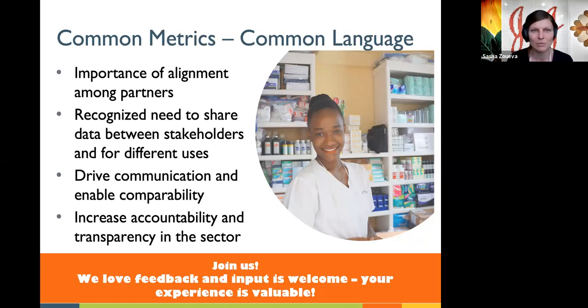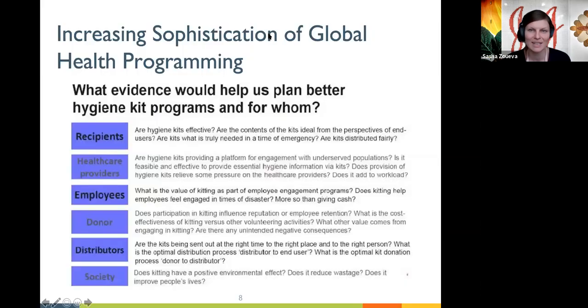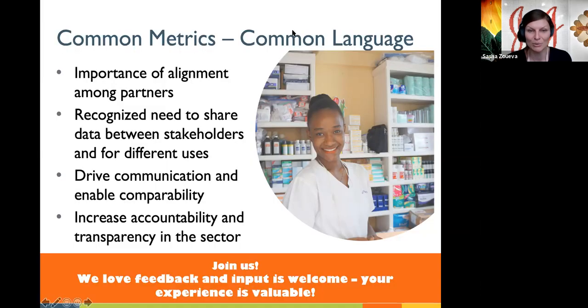And I think once we get the common language, it will drive communication, and we've agreed to some of it. It will drive comparability, which is important. So we'll be able to benchmark against one another. And therefore, there will be increased accountability and increased transparency in our space. We hope that you will contribute to testing this toolkit and developing it further.